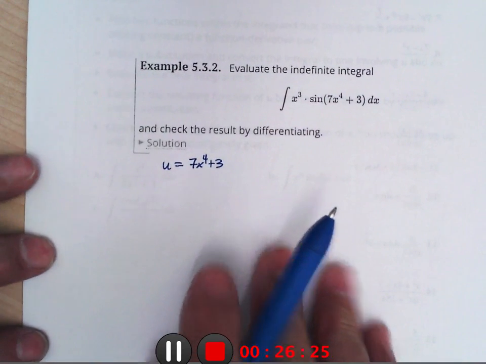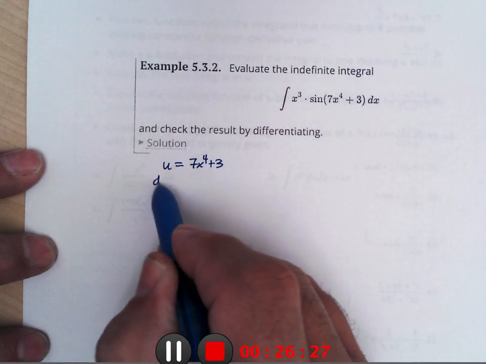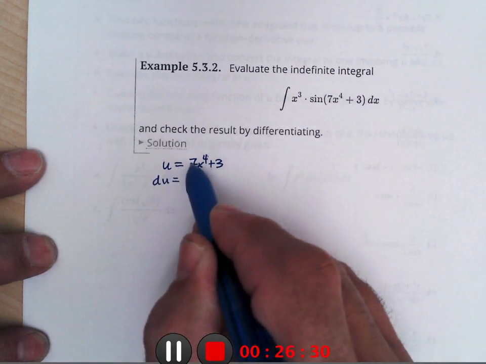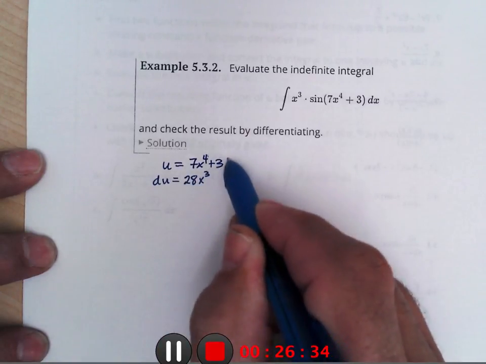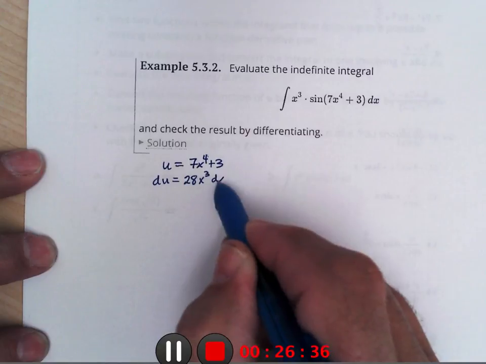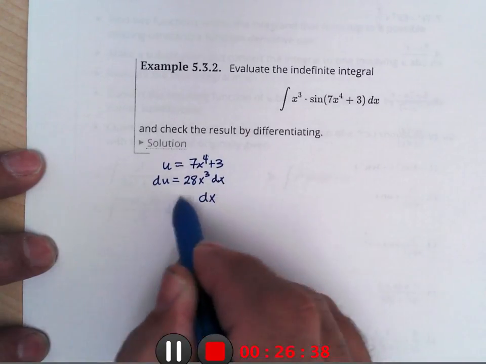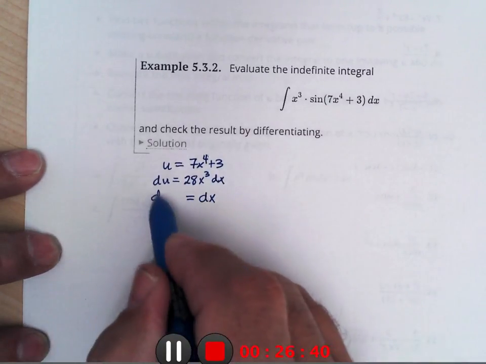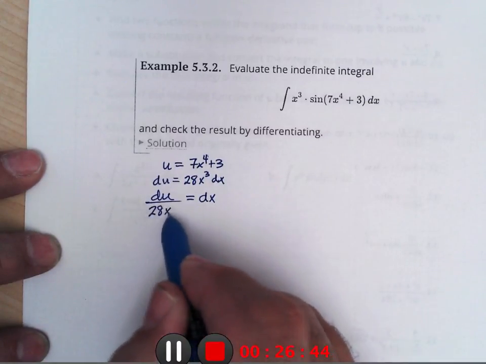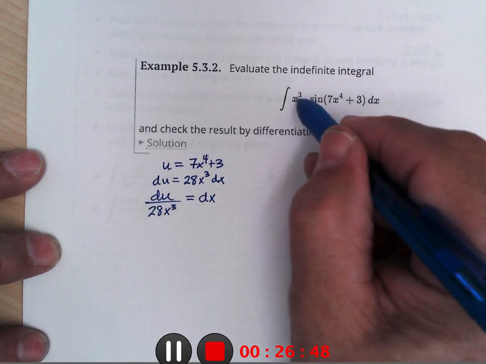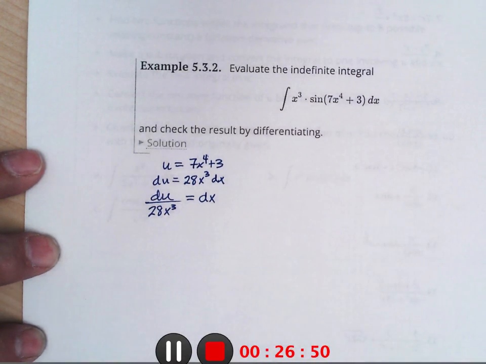So the derivative, du, would equal 4 times 7, 28 x to the third. The derivative of 3 is gone, dx. So dx will be replaced by du over 28x to the third. And that's going to be in the denominator, which will cancel something in the numerator. I'm thinking, yes, this is going to work.